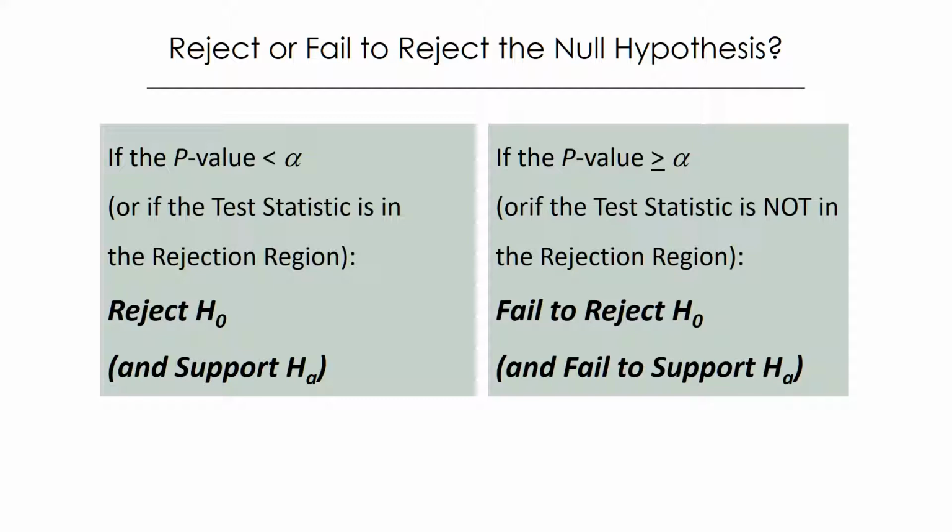Now, in this case, we will then support the alternative hypothesis, because remember, the null hypothesis is that the parameter is equal to some value, and the alternative hypothesis is that it differs from that value in some way. If the p-value is greater than or equal to alpha, or if the test statistic is not in the rejection region, which I'll mention in a moment, then we conclude that we can't reject the null hypothesis. It might be true. So we say we fail to reject the null hypothesis and fail to support the alternative.